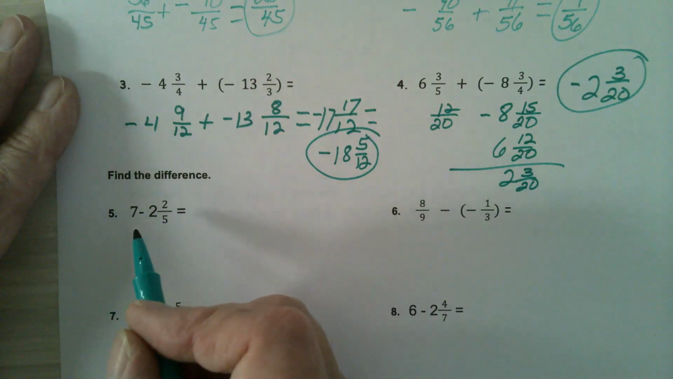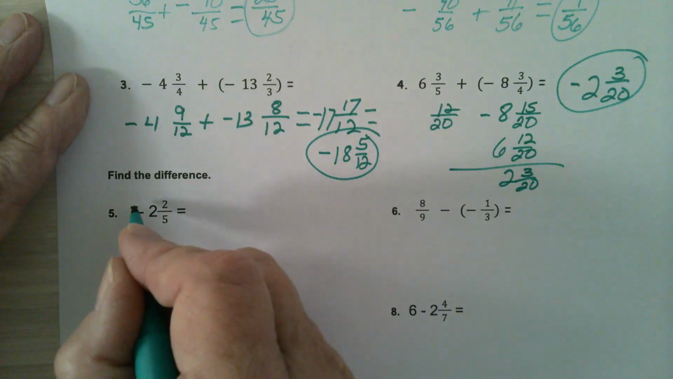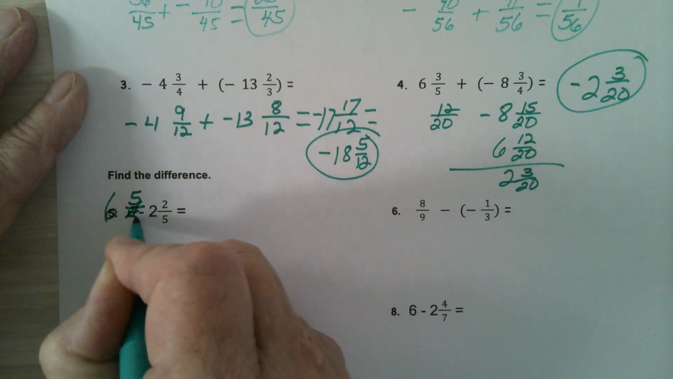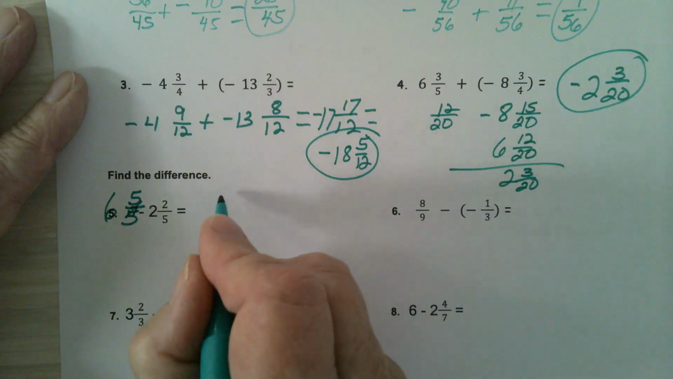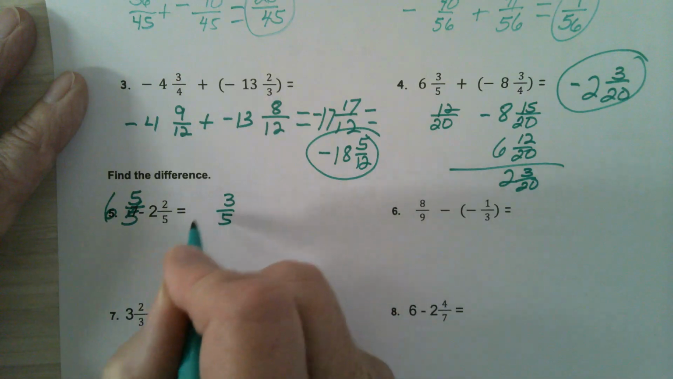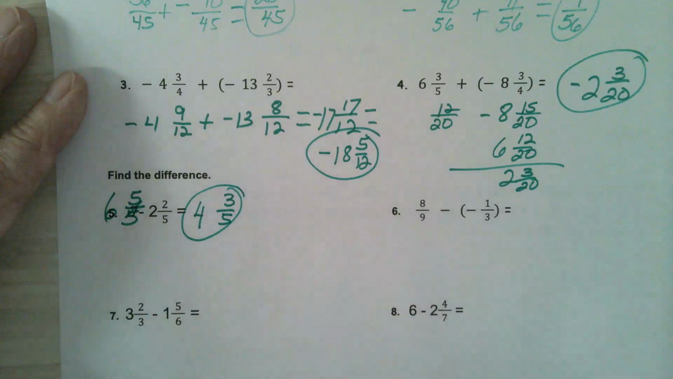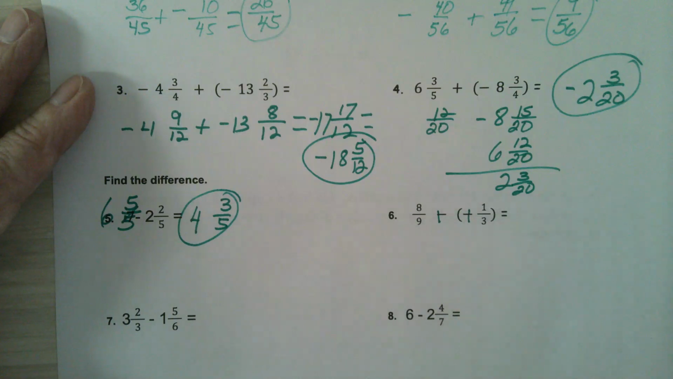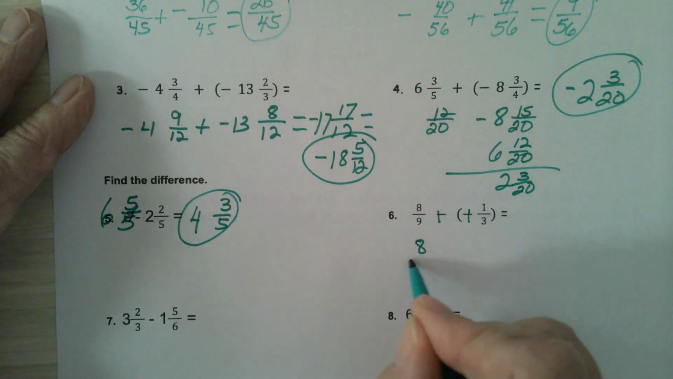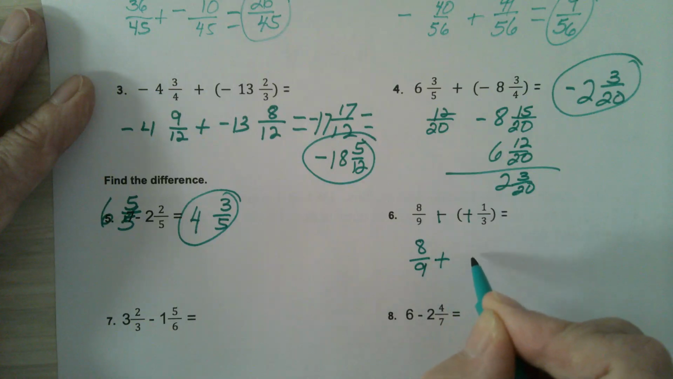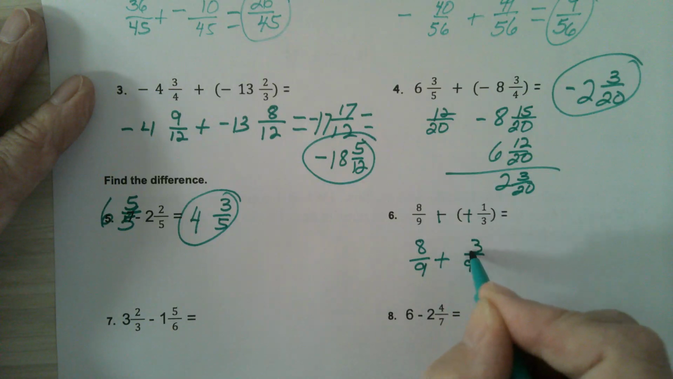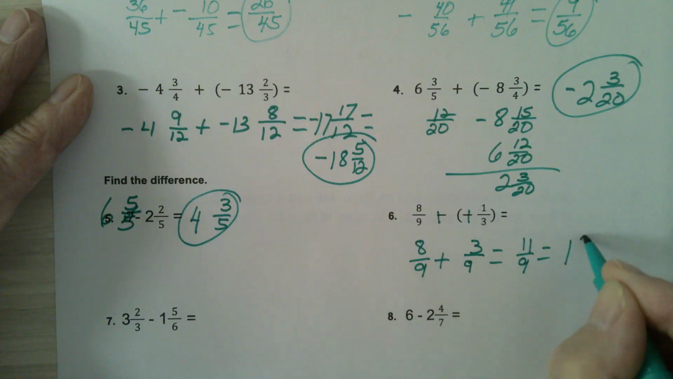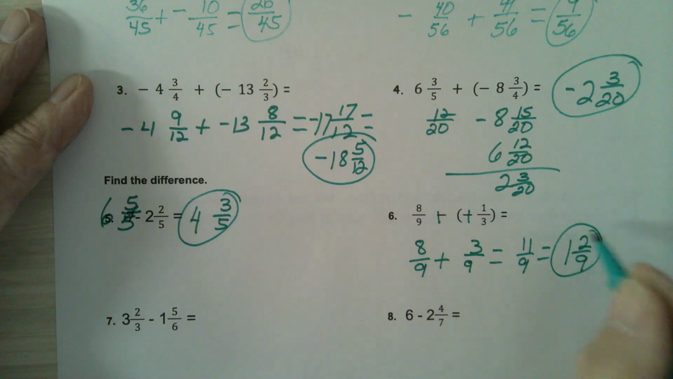This is like a help problem. 7 has to change its name, and it's going to change its name to 6 and 5/5. So 5/5 minus 2/5 you get 3/5. 6 minus 2 is 4. 4 and 3/5. Add the opposite. So now it's very friendly. 8/9 plus 3 times 3 is 9. 1 times 3 is 3. 11/9, which equals 1 and 2/9. Any questions?